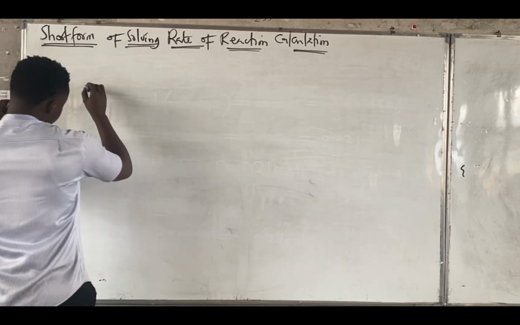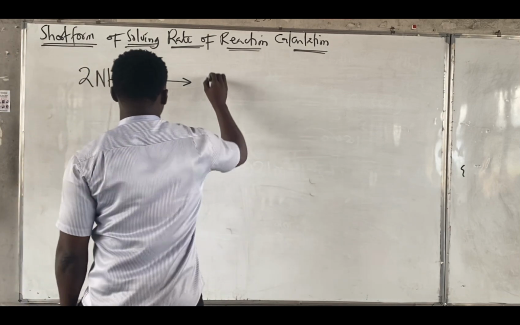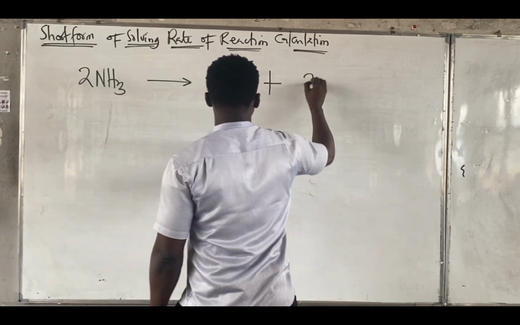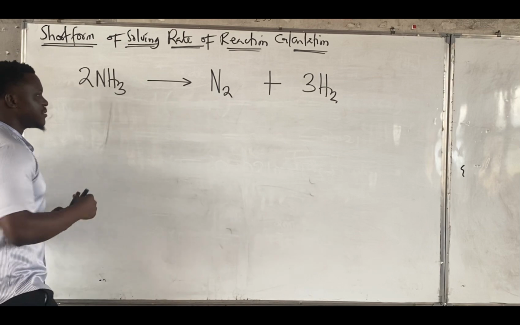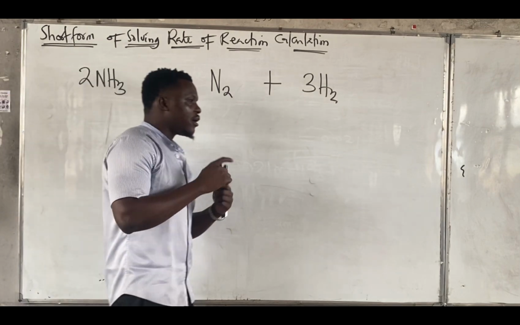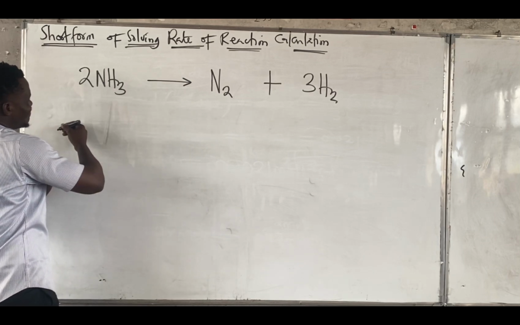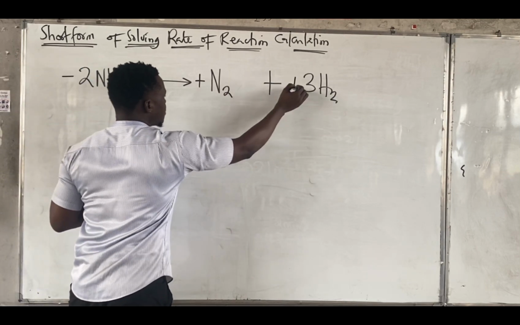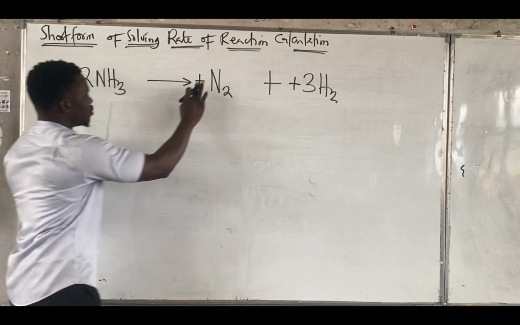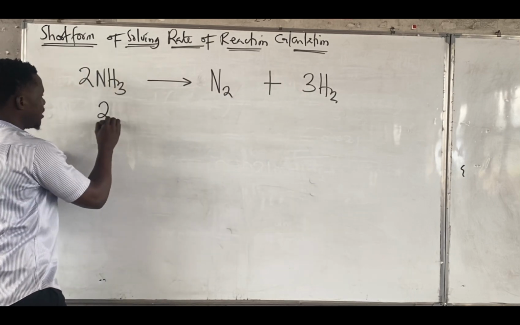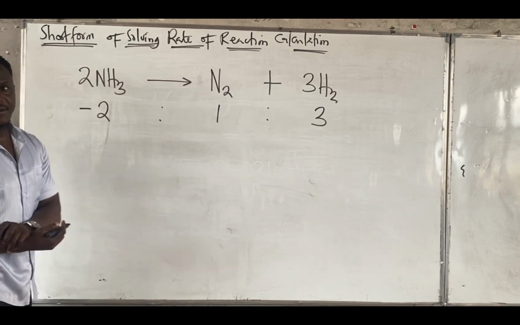So we have this. Now, if you look at this ratio, first, this is what you're going to do for yourself. This one is on the reactant side, right? You can choose to put minus, plus, and what? Plus. I believe you know why I'm putting minus, right? Yes. Because reactant is minus. Now, you can choose to do it this way. First, the coefficient is 2:1:3.